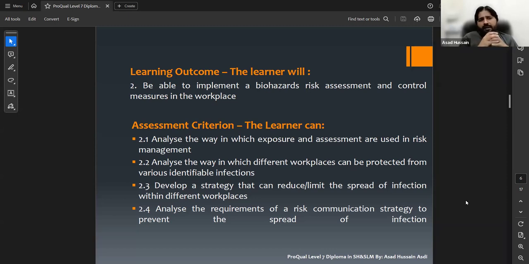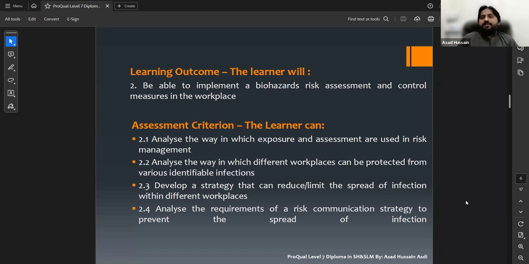Okay, gentlemen, this assessment criteria is all about risk communication. Basically, most of the time the people, workers and management, know very well what type of infection is there, and how it can disturb them, how it can attack them, how it can spoil them.